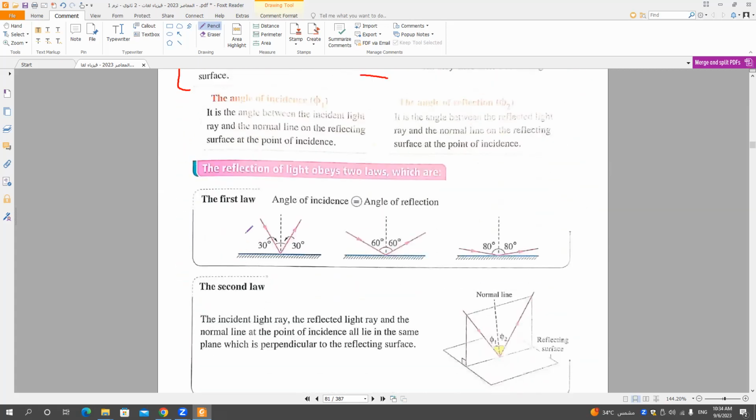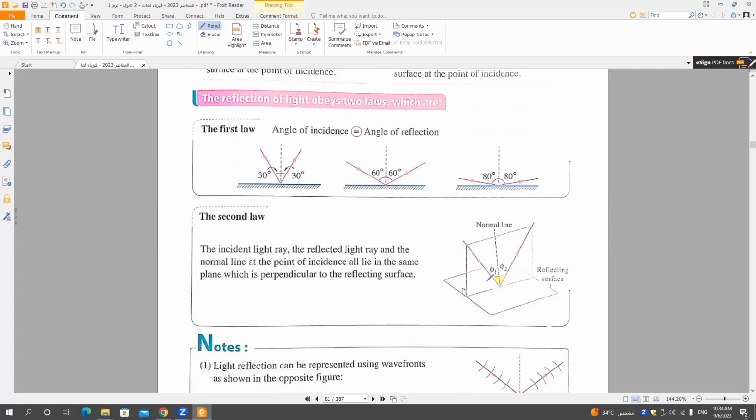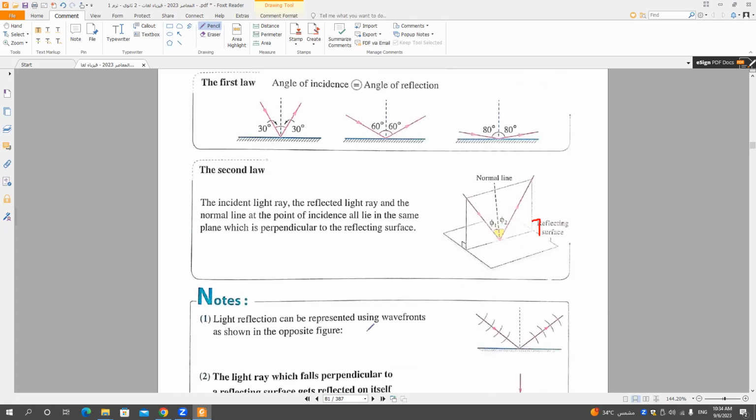Okay. The two laws of light reflection. First law: the angle of incidence equals the angle of reflection. Second law: the incident light ray, the reflected light ray, and the normal must be in the same plane, and this plane is perpendicular to the reflecting surface.